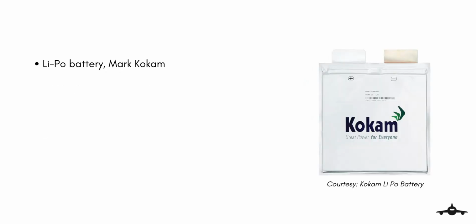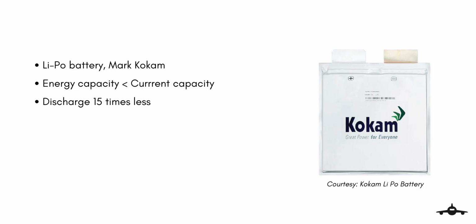Towards the end of the 90s, the first lithium polymer batteries of the brand Kokam arrived in Spain. The batteries came in individual cells and the assembly had to be done manually. Their energy capacity was much lower than the current capacity and their discharge capacity was about 15 times lower.